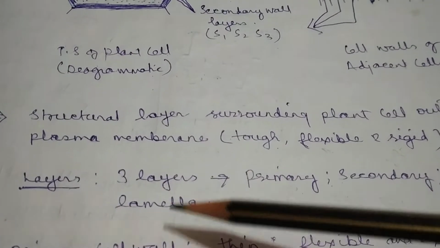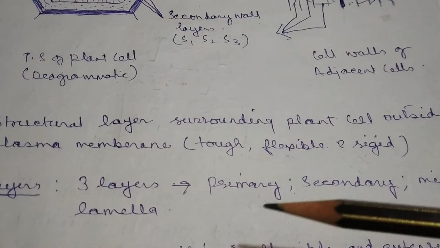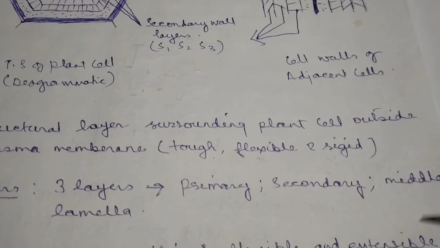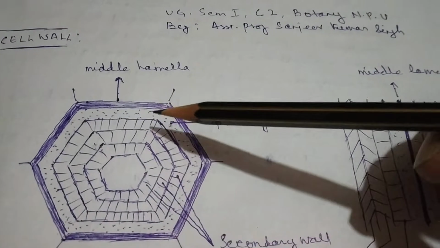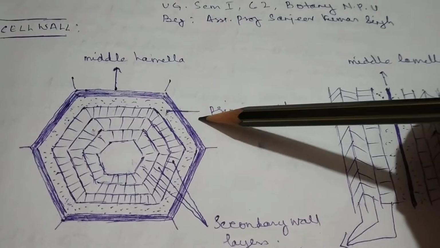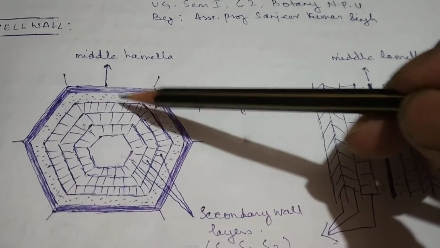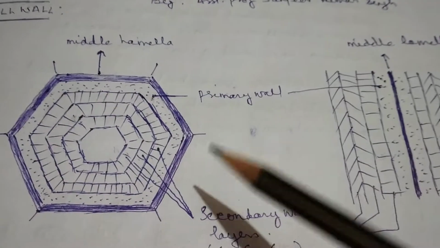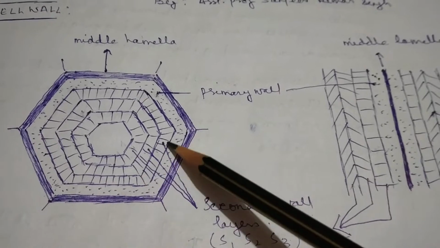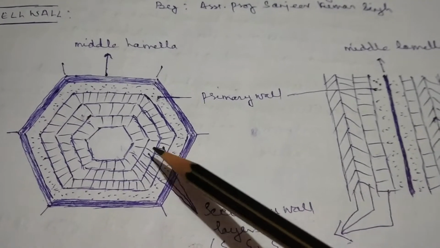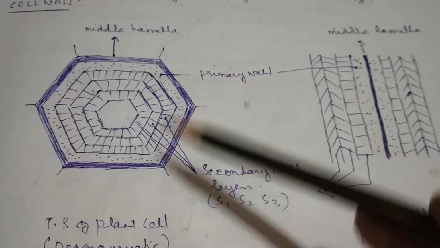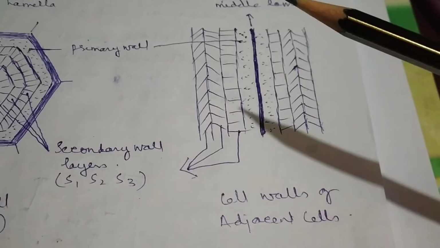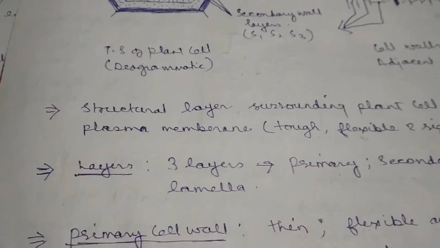There are different layers in the cell wall. There are three layers, basically: primary cell wall layer, secondary cell wall layer and the middle lamella. Here you can see this is the middle lamella, this is the adjacent cell. Inside to this is the primary wall, and inside to the primary wall you have the secondary cell wall layers, which may be 1, 2 or 3 depending upon the requirement and specificity of the cell. Same thing is depicted in the longitudinal section of the adjacent cells.